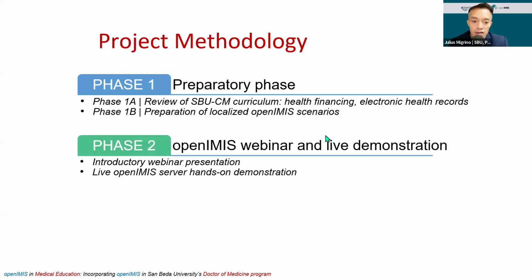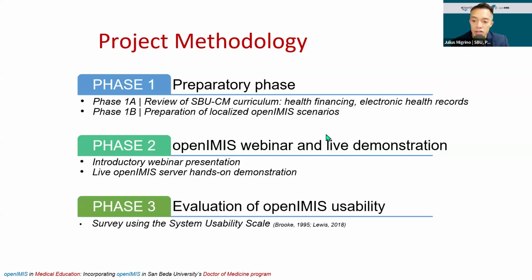Phase 2 of the project then started with a short introductory webinar presentation. I think some of our participants here also attended that webinar presentation. And this was immediately followed by a hands-on practical demonstration of openIMIS. Phase 3 of the project was the evaluation of openIMIS as a health information system and its applicability to be incorporated within the formal medical curriculum. This phase 3 in particular, I forgot to click. So phase 3 in particular used the system usability scale.